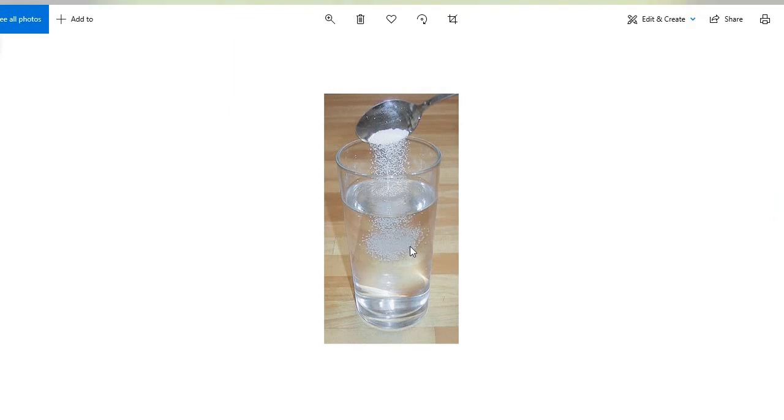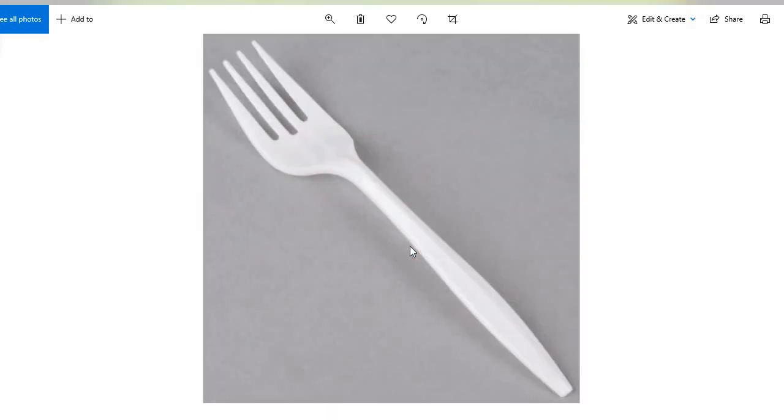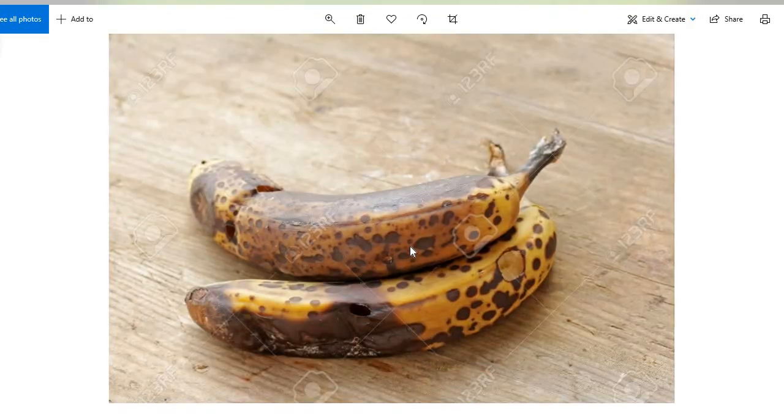Now if you look at salt and water, the salt is still salt, the water is still water. That is a mixture, no new substance here. And you can taste the salt in the water, because that is a physical combination, not chemical. This one is also a mixture, and plastic is a compound. We have a new substance. This is also a compound, you have a new substance.